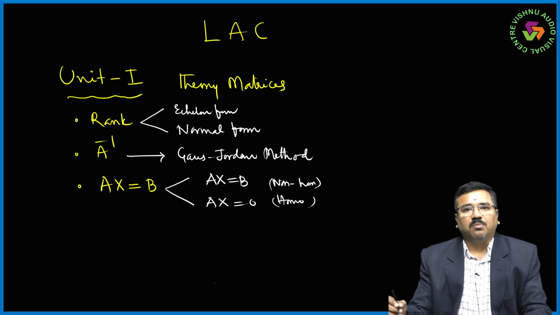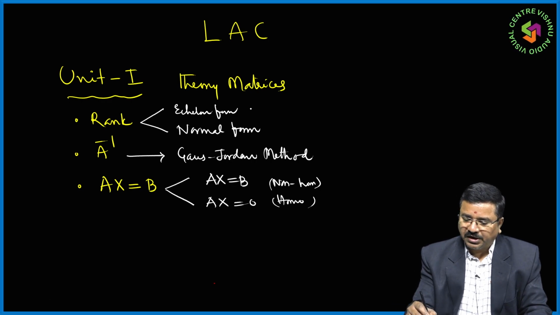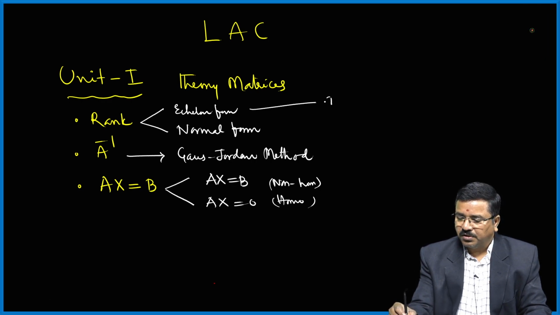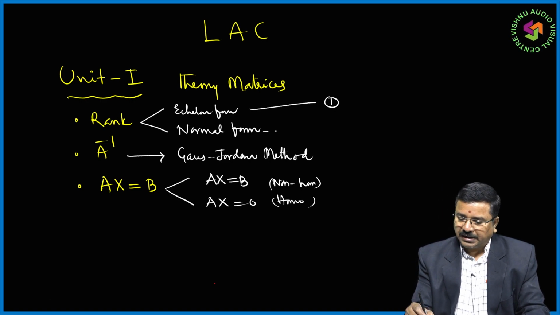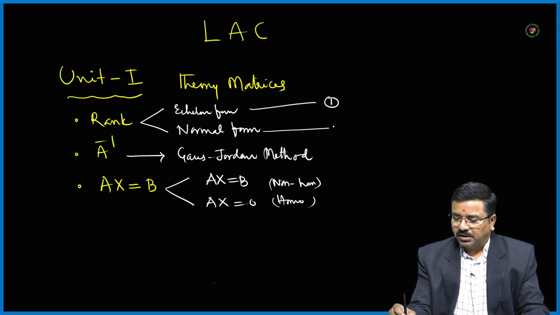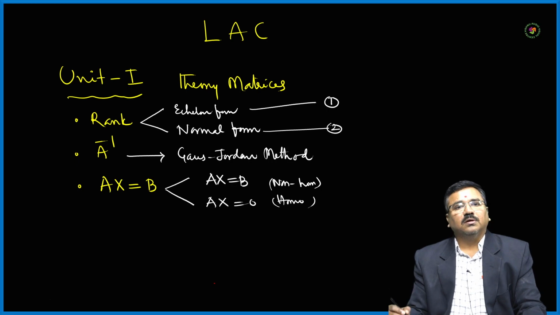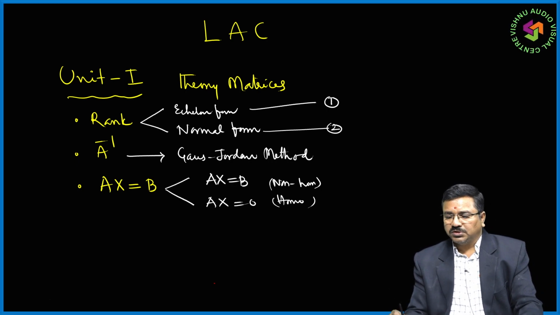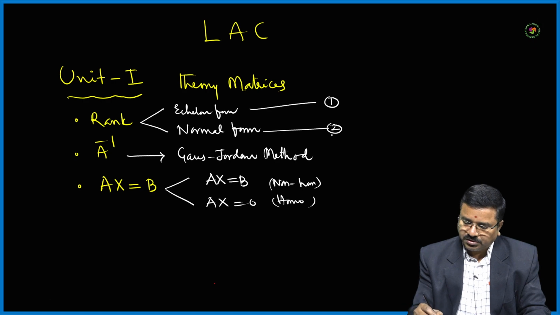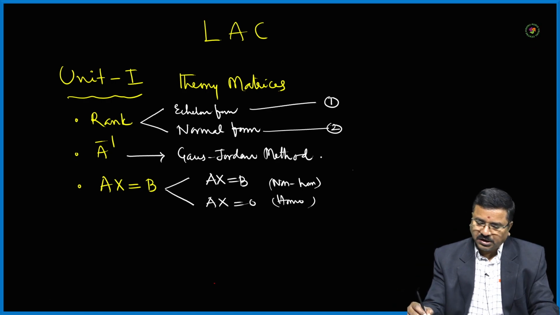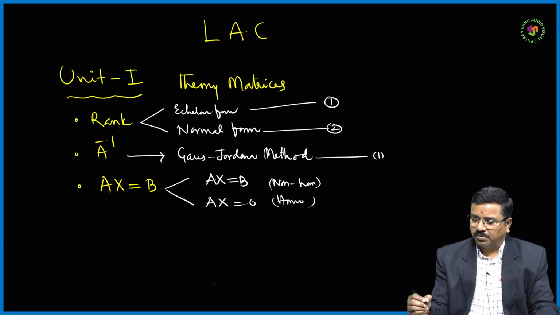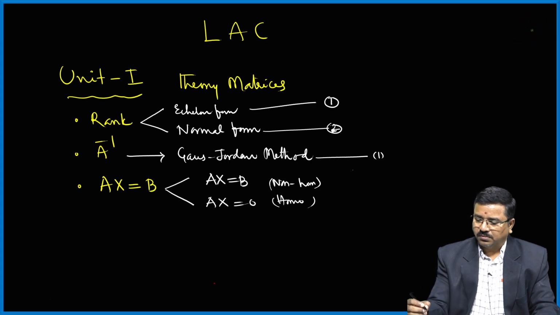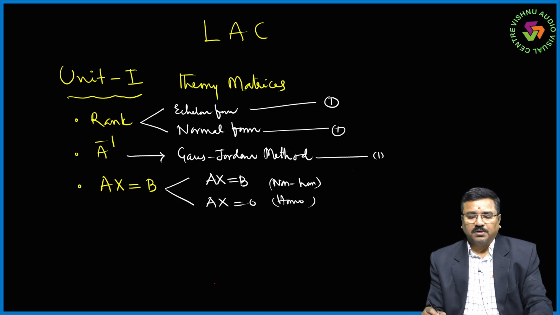If you look into the problems, here we get one type of problem for finding the rank by echelon form, and also finding the rank of the matrix by normal form. This is the second type of question. For the Gauss-Jordan inverse also, we have only one type of problem.